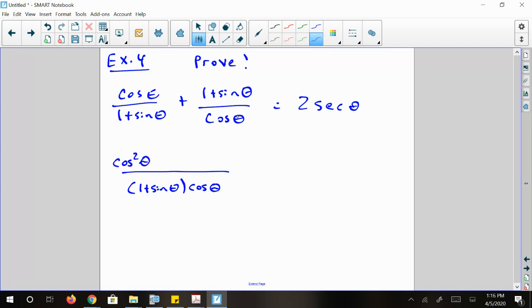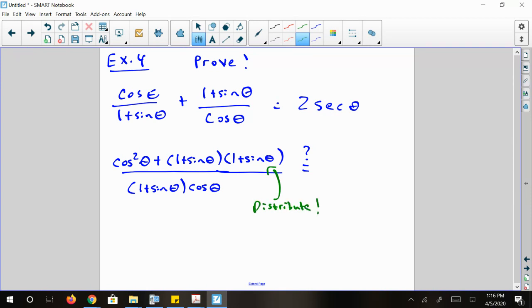Okay, and then right here I had a cosine of theta, but I'm multiplying in another 1 plus sine, which means I need to multiply the top by 1 plus sine, which turns this into 1 plus sine of theta times itself, another 1 plus sine of theta. Okay, so I'm trying to see if this is equal to 2 secant of theta. Now, one thing that you need to be careful of here is you got to make sure that you distribute correctly.